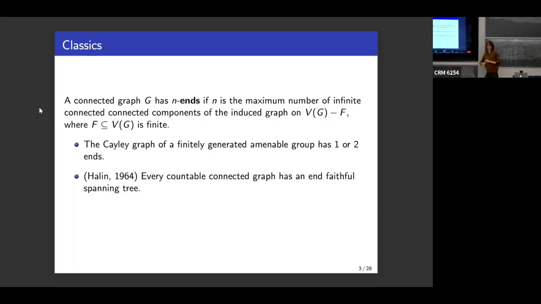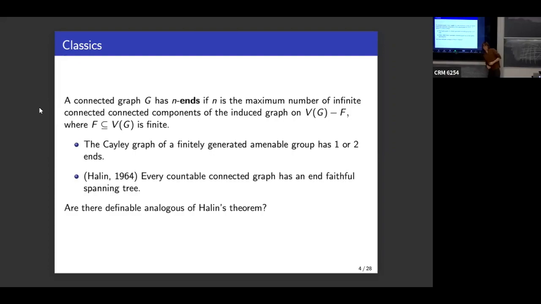And a result of Halin from the 60s said that every countable connected graph has an end-preserving spanning tree. That is, it has a spanning tree that happens to preserve the end structure of the graph itself. It was a nice conjecture in infinite combinatorics that it could be true for uncountable graphs, but there was a counterexample. But today we'll be interested in countable graphs. And the natural question, at least for people at this workshop, is whether there are any definable versions of Halin's theorem. So whether we can prove the same thing, but stick the word measurable everywhere or something like that.